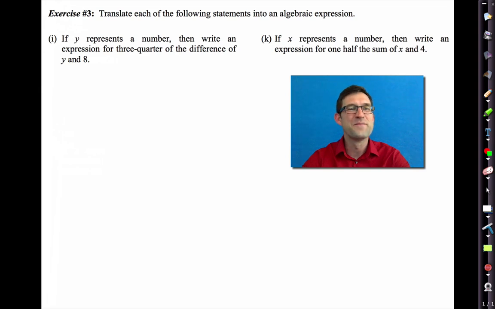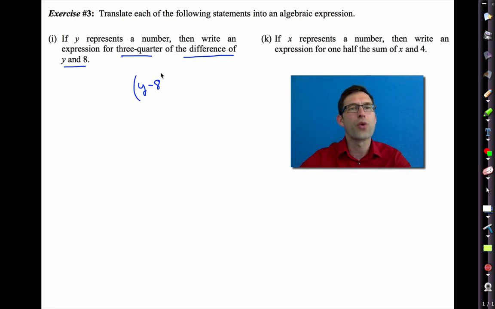All right, let's go through it. Number 3, letter I. If y represents a number, then write an expression for 3/4 of the difference of y and 8. Well, the difference of y and 8, that's pretty easy. That's going to be 8 minus y.